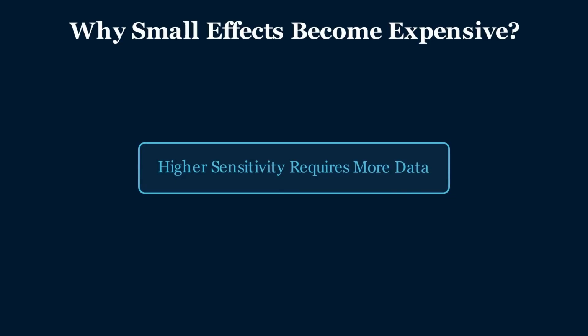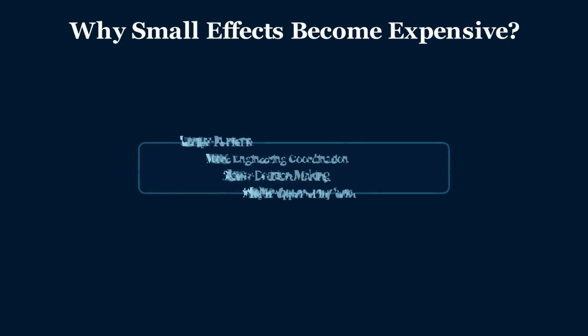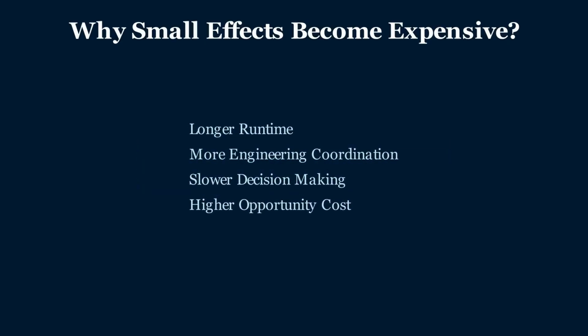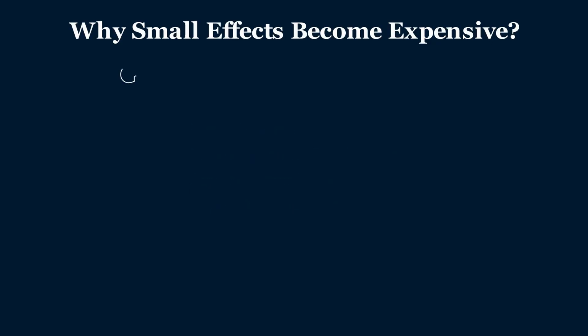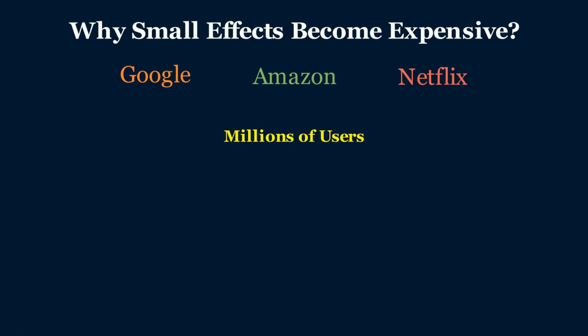And the cost is not only sample size. Smaller MDE experiments often require longer run times, more engineering coordination, slower decision making, and more opportunity cost. Because the experiment needs enough evidence to confidently separate real signal from randomness. This is why companies like Google, Amazon, Netflix sometimes run experiments on millions of users.